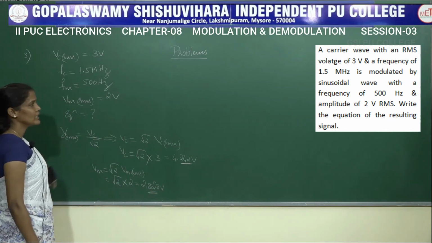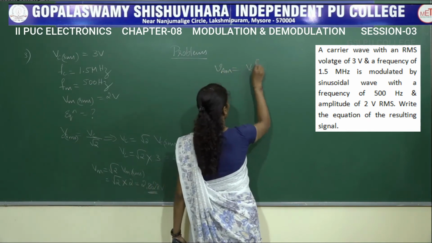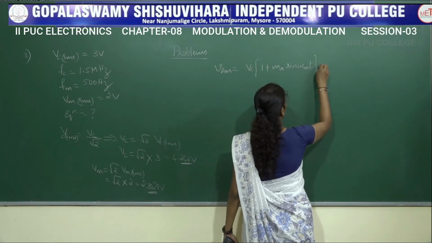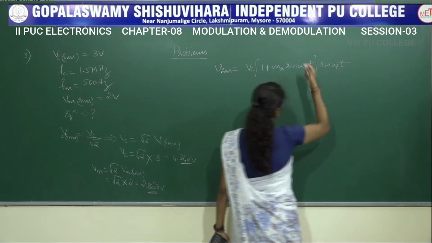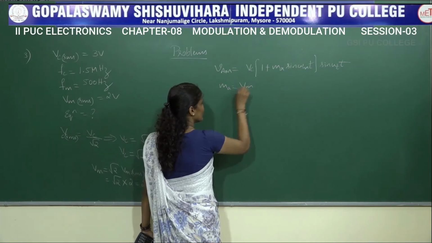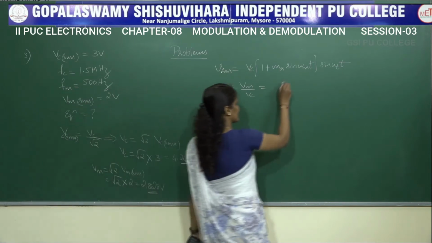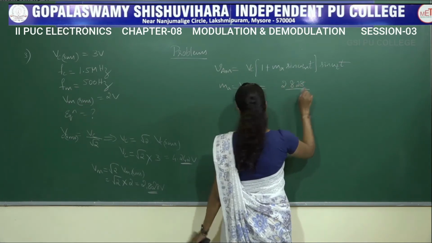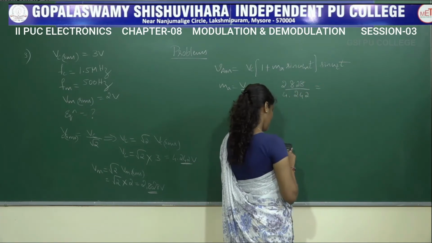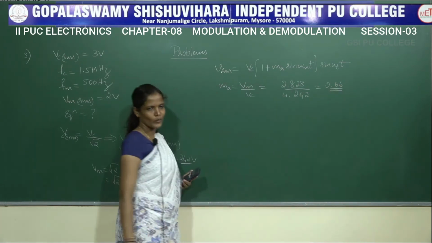You have to find out the equation. Equation is VAM equals Vc of 1 plus MA sin omega mt of sin omega ct. But I don't know the value of MA also. So let us calculate the MA value. MA equals Vm divided by Vc. Vm value is 2.828. Vc value is 4.242, which gives me 0.66. MA value is 0.66.